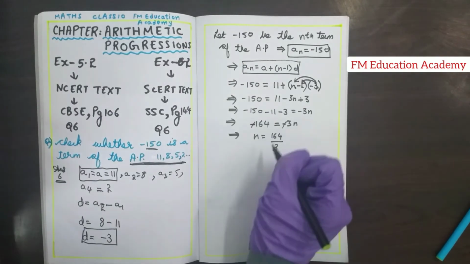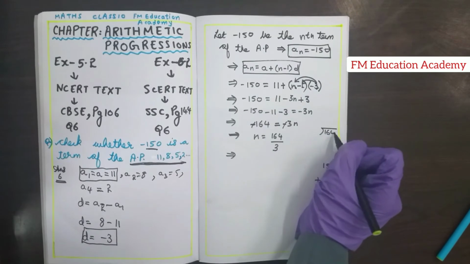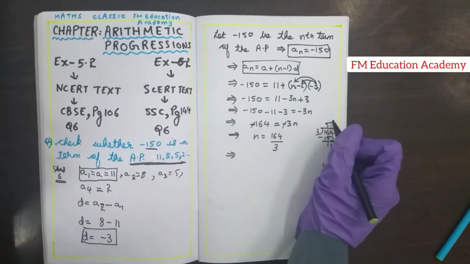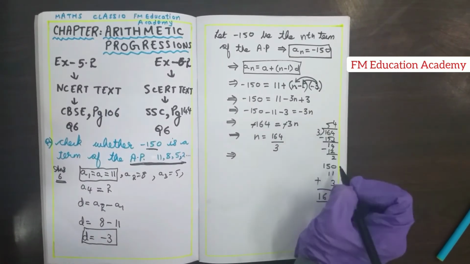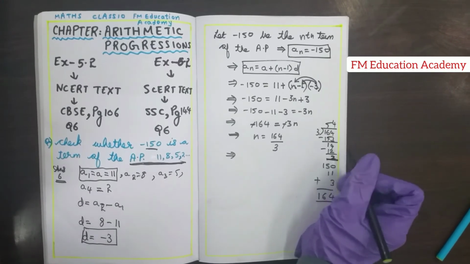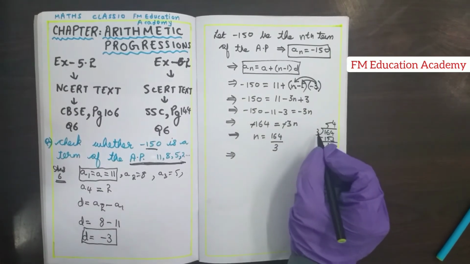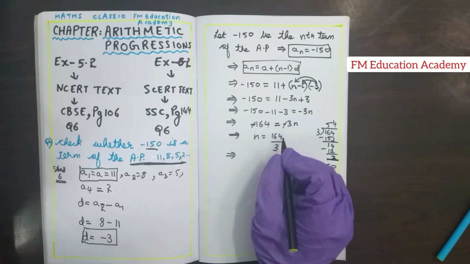Now let us see whether 164 is divisible by 3 or not. 3 5s are 15, 16 minus 15 is 1, 14. 3 4s are 12, 14 minus 12 is 2. We know 2 is not divisible by 3, that is 2 does not go in 3 table. So in the remainder I am not getting the value as 0. As I am not getting the value of remainder as 0, I can say that 164 is not divisible by 3. That is, I am getting the value of n as a fraction, that is 164 by 3.